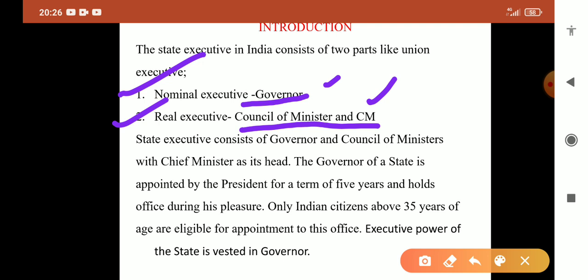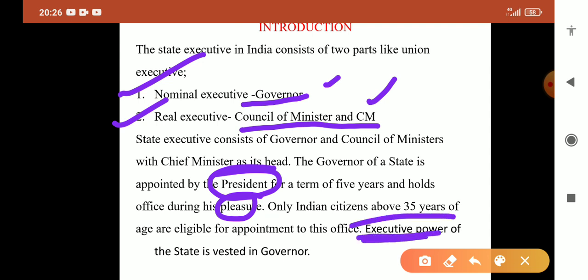The governor of a state is appointed by the president for a term of 5 years and holds office during his pleasure. It means the president's pleasure. Only Indian citizens above 35 years of age are eligible for appointment to this office. Executive power of the state is vested in the governor.